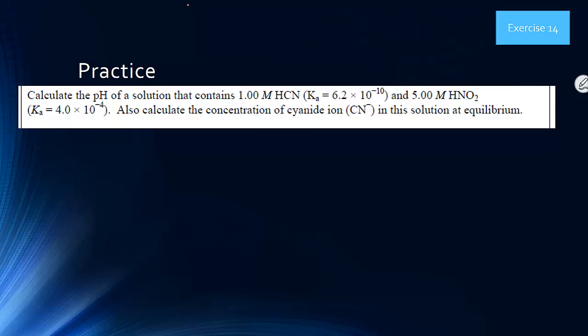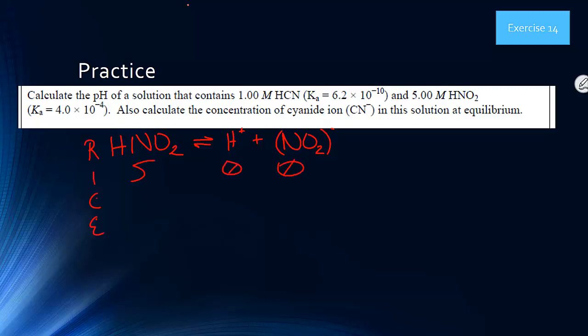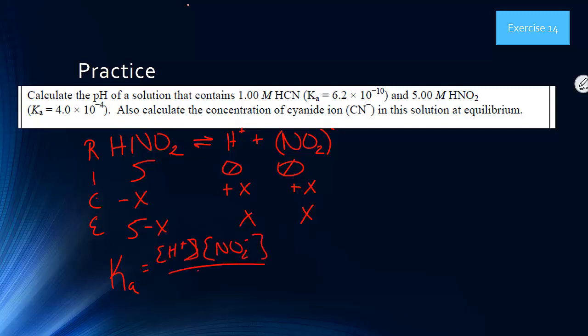So, we first have to set this up to determine how much hydrogen ions our nitrous acid gives up. So you'll set up your RICE table like so. Now that Ka would be the concentration of the hydrogens times the concentration of the nitrite ion over the concentration of the acid, or x times x over 5 minus x. That has to equal 4 times 10 to the minus fourth.